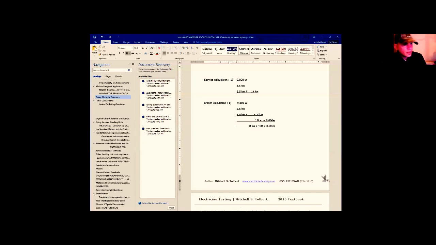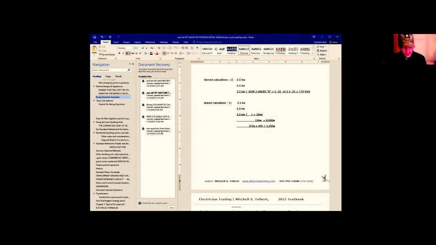All right, let's do it again. Let's say we had the exact same setup, but instead of what I gave you here, let's do a range that's a cooktop. We'll call it a 3.5 kW, and we'll leave the other 2 at 5 each. Do them both ways. Do them as a service calculation first, and then as a branch circuit calculation, and tell them what the difference is.